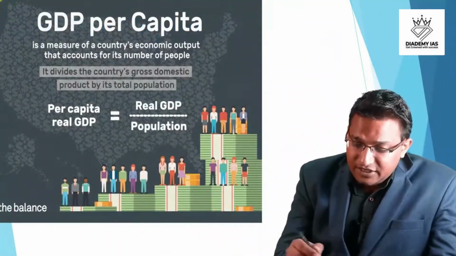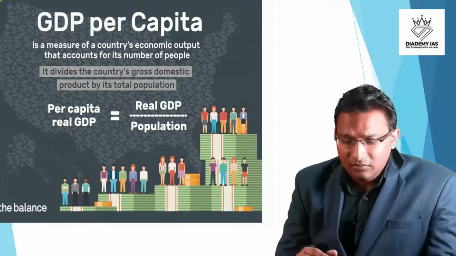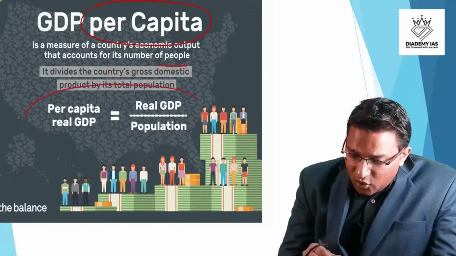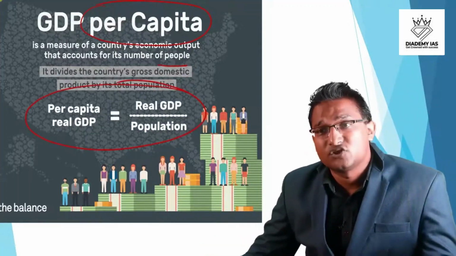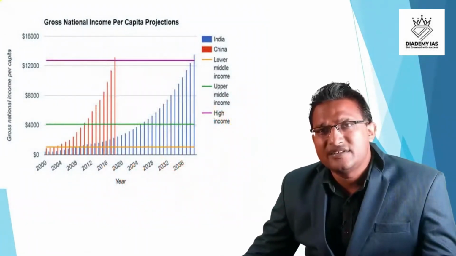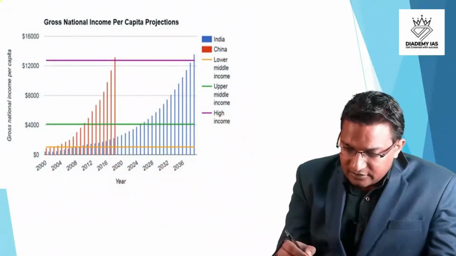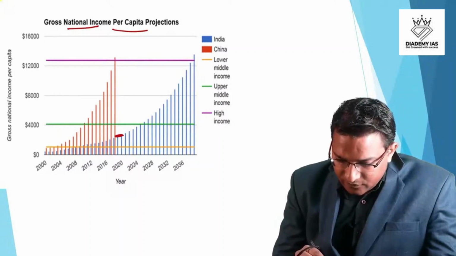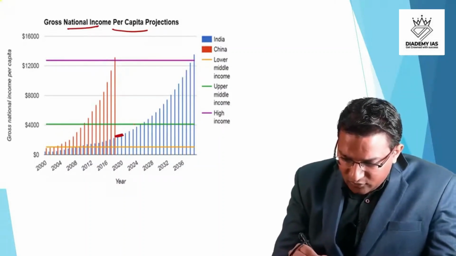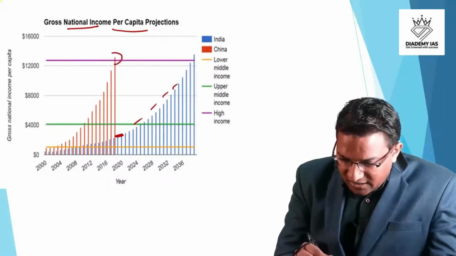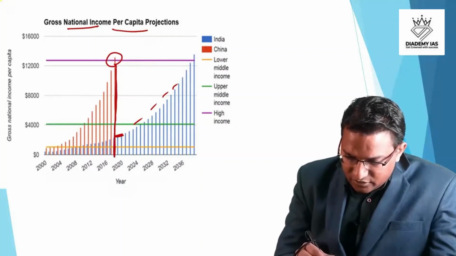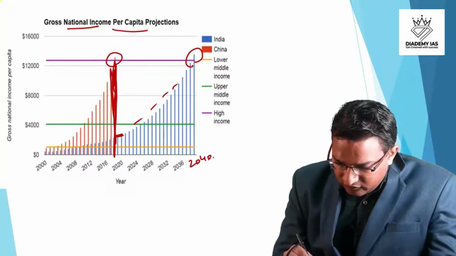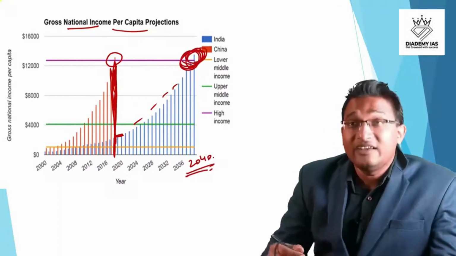Now, GDP per capita or per capita income is another terminology we use for the same thing. It is the measure of a country's economic output that accounts for its number of people, and this is how we calculate it: per capita real GDP is equal to real GDP upon the population. This is a small observation. Here we can see the per capita income projection of India. Currently this is here, and we are slowly moving, but the level of China at present in 2020, we will be able to achieve in 2036 or maybe in 2040. So our per capita income is very less.